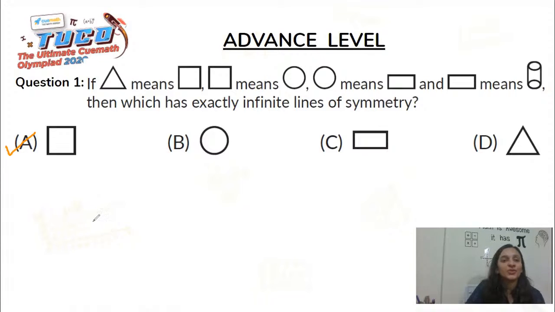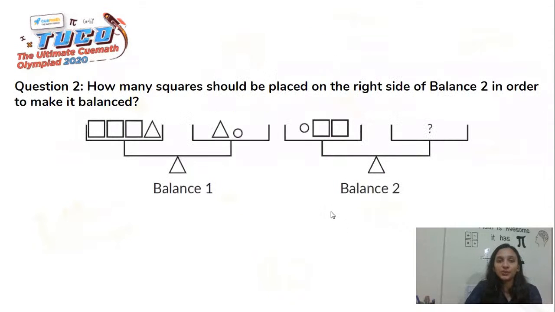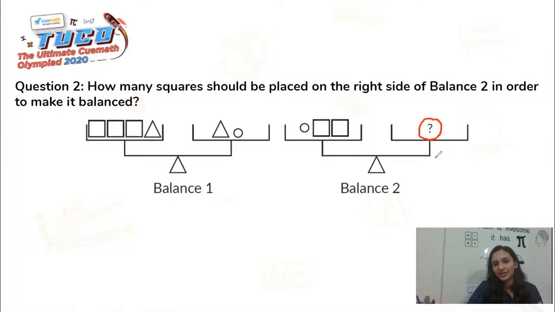So the correct answer to this question becomes option A. Moving on to our next question, this is where we see balance 1 and balance 2. It says, how many squares should be placed on the right side of balance 2 in order to make it balanced? This is the question mark which we need to fill in. Now a balance is always balanced, in equilibrium, staying constant, parallel to the ground, whenever the weights on both sides are equal.